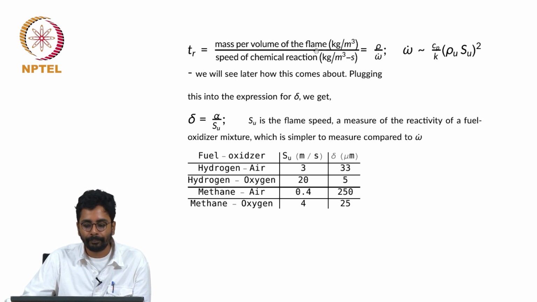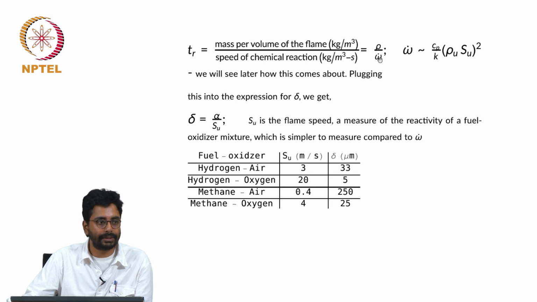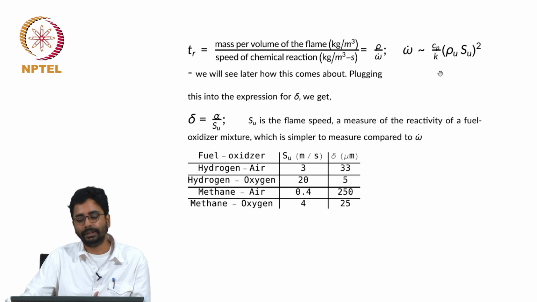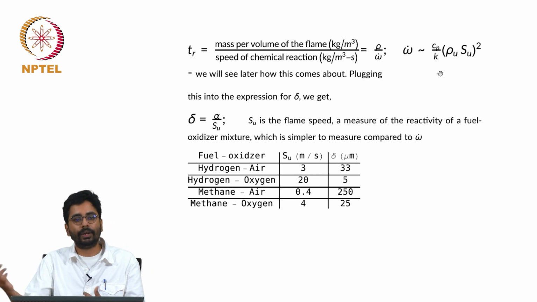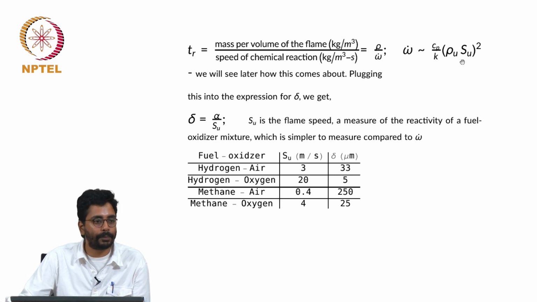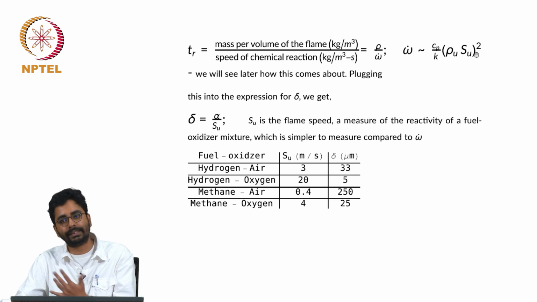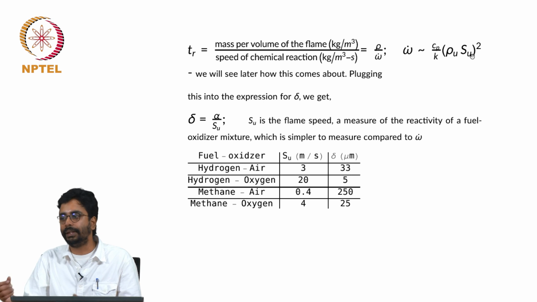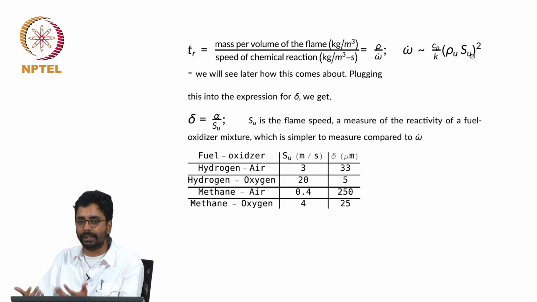So, the density divided by the speed of the chemical reaction, which is denoted as omega dot. Omega dot is related to the flame speed or the burning velocity, which was discussed in the first lecture. Do not worry about the precise functional form of this, we will derive this in a later lecture. What I want you to notice is that the reaction rate is proportional to the flame speed squared. That is something that is intuitive to us.